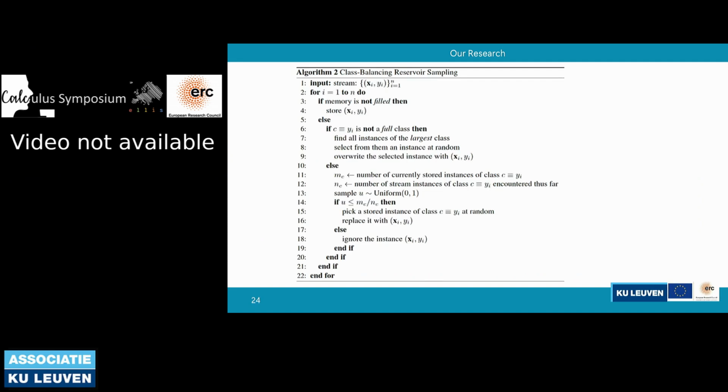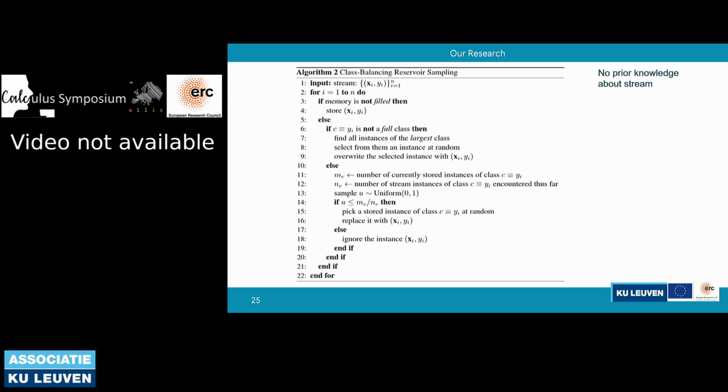To solve this problem, we introduced a memory population algorithm called class balancing reservoir sampling. You can see the algorithm here. It's a bit complicated, but let me start by saying that this algorithm doesn't make any assumptions about having prior knowledge of the stream. So it doesn't assume to know how many classes are going to appear throughout the stream, which classes are underrepresented, how many instances are going to be in each class, or in which order the classes are going to be presented to the model.